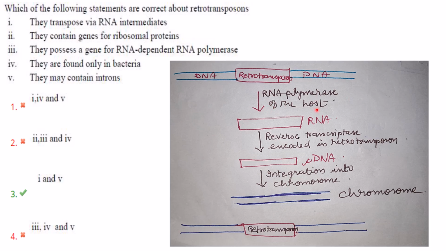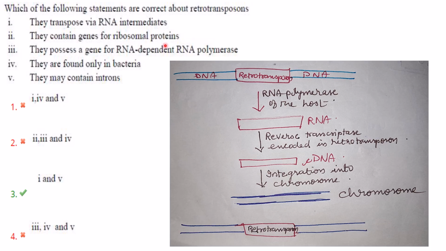retrotransposon. It will use the RNA polymerase of the host and create a copy of the RNA. Then it will use its reverse transcriptase. The retrotransposon has a reverse transcriptase gene in it, so it will use that, construct the cDNA, and integrate the cDNA into the chromosome. This is the chromosome, and the retrotransposon has integrated into a new region of the chromosome. So this is the copy-paste mechanism of retrotransposon movement. Then they transpose via an RNA intermediate, of course.